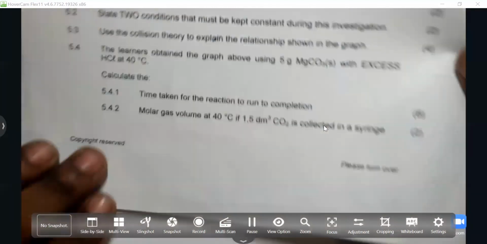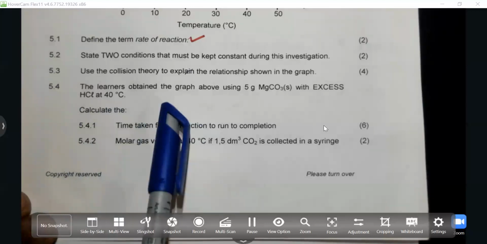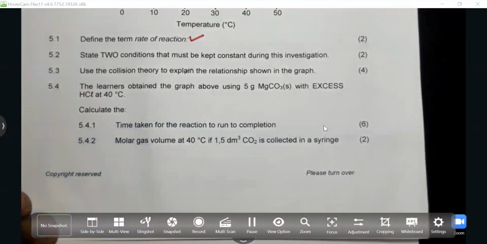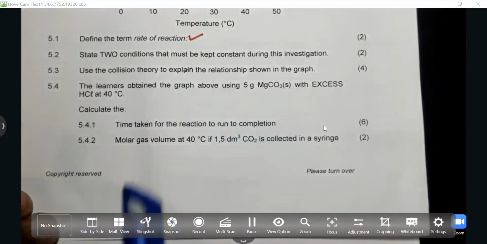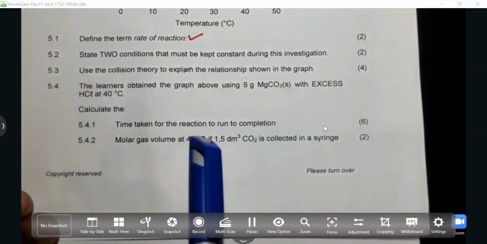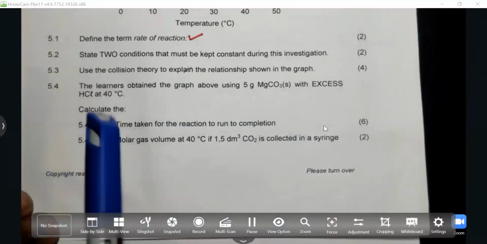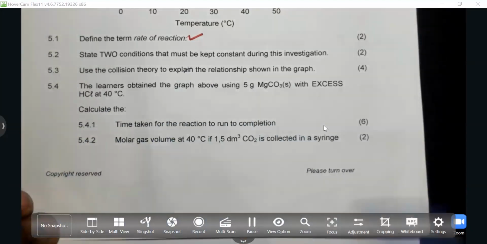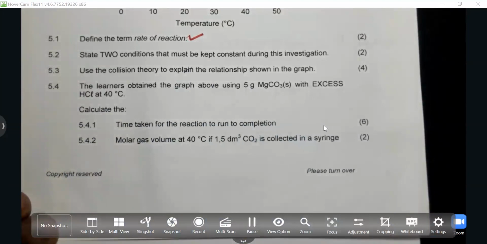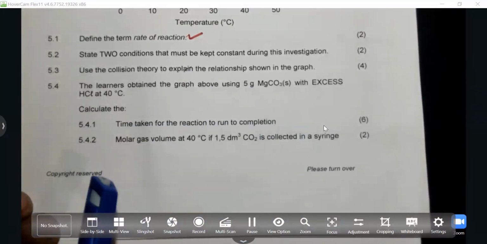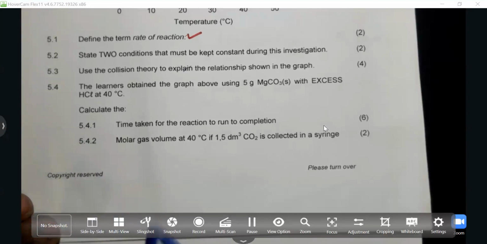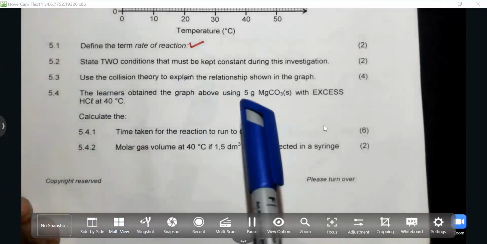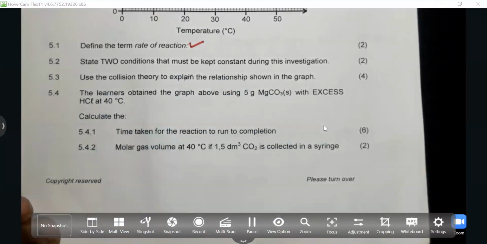Okay. And of course, they can't resist a calculation. 5.4 tells us that the learners obtained the graph above using 5 grams of magnesium carbonate with excess HCl at 40 degrees Celsius. First of all, calculate the time taken for the reaction to be completed. And lastly, they want us to calculate molar gas volume, just like they did the previous year, because of lack of creativity. So let's start with 5.4.1, which is asking us for the time taken to complete the reaction. They've given us an important piece of information here. They tell us that we have 5 grams of magnesium carbonate.